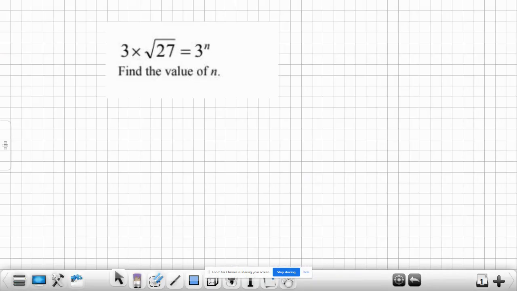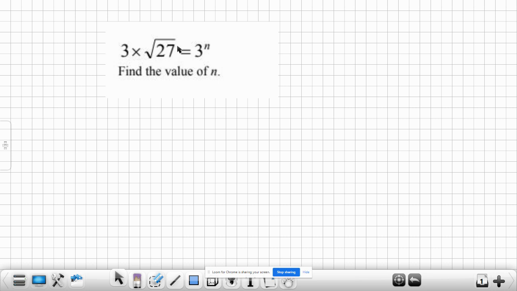Let's have a look at this problem. 3 times root 27 equals 3 to the power of n. Find the value of n. So in order to solve this, we need to rewrite this sum using 3.